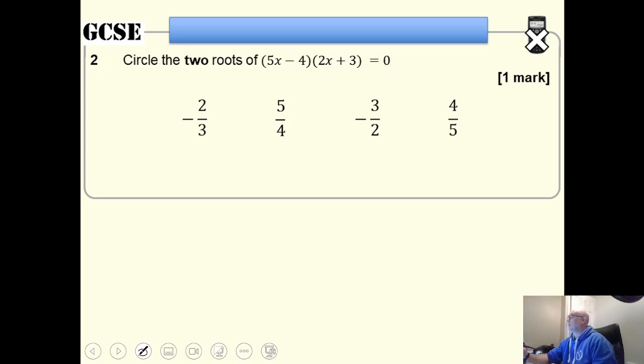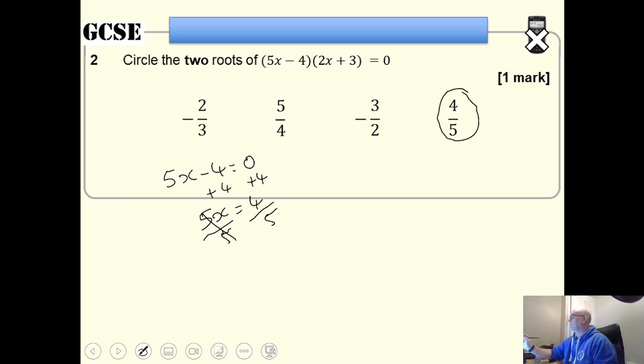Okay, let's see how you got on. So 5x minus 4 equals 0. So it leaves me 5x equals 4. Divide through by 5. So x is going to give me 4 fifths. Okay, and that's that one there.